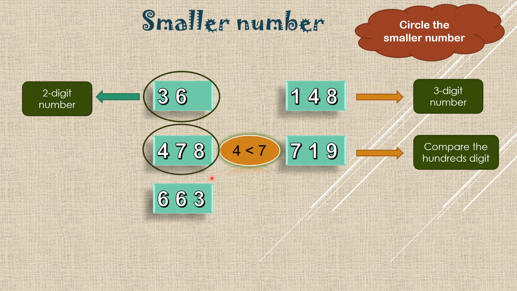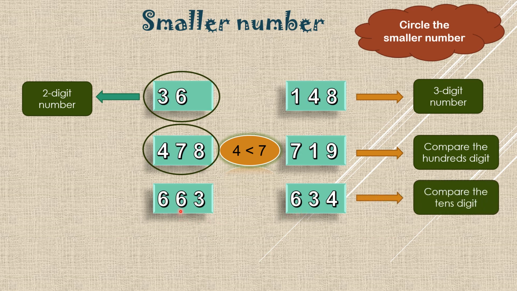Let's see another example, 663, 634. Both are 3-digit numbers again. Hundreds digits are same in both the numbers. Coming to the tens digit. Compare the tens digit over here, 6 and 3. 3 is less than 6. We know that. So 634 is the smaller number because it has the smaller tens digit.